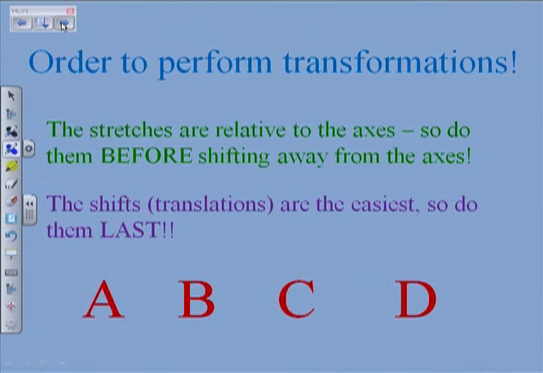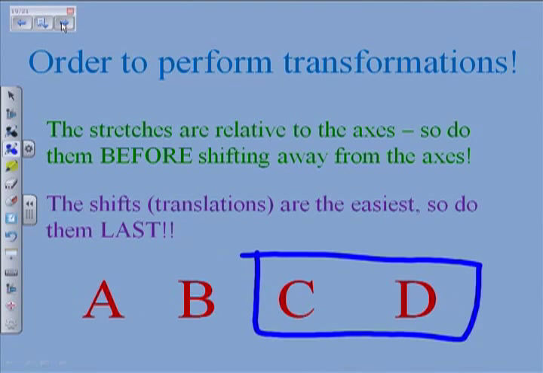Now, since you got 4 of them, you might say, well, in what order do I do these? The cool thing is, you can go alphabetical. So you can do A and then B and then C and D. Ultimately, I would say this. These 2 guys, these are your shifts. So you can do them last because it's pretty easy after you've done your stretches or flips, then slide it to where the final resting place, so to speak, happens to be.